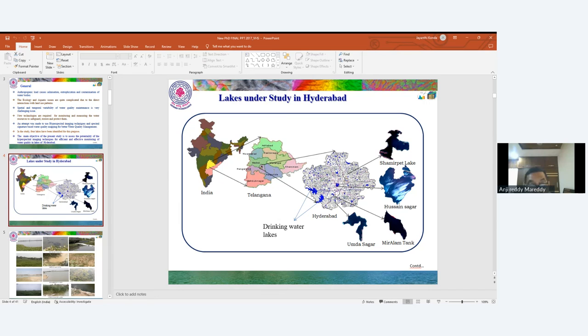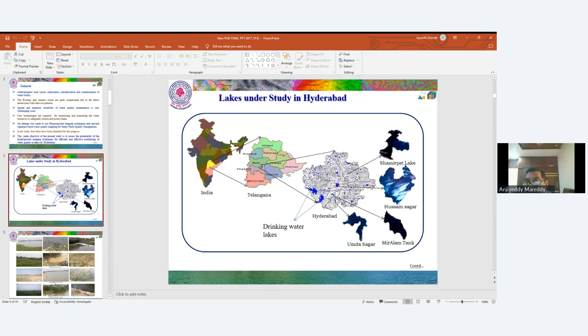Just try to see with concentration. You have a number of dots, and each dot indicates one lake in Hyderabad and Secunderabad city. A number of lakes are encroached upon by human beings, and anthropogenic influences are there. Lakes which existed 50 years back, you can't see today. That is the unfortunate thing in Hyderabad city. But even then, we have considered some very important lakes for our study.